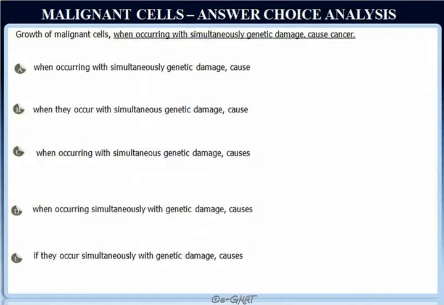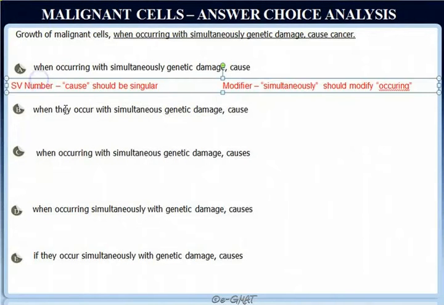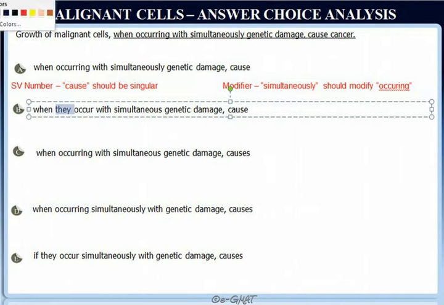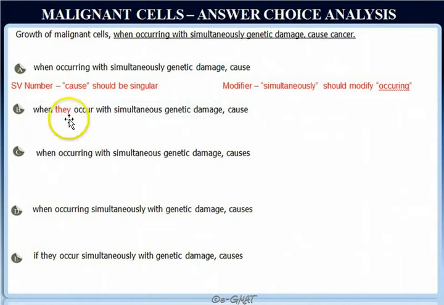Now we'll look at the answer choice analysis to find the correct answer. So choice A is incorrect for the reasons we discussed. Let's read choice B. When they occur with simultaneous genetic damage cause cancer. So here, first of all, the pronoun they is ambiguous. They actually would refer to cells, because that's the only logical antecedent, but it doesn't make sense to say that growth of malignant cells when malignant cells occur with simultaneous genetic damage. What we're talking about is that the growth occurs simultaneously with the genetic damage. It's not that the cells occur simultaneously with the genetic damage.